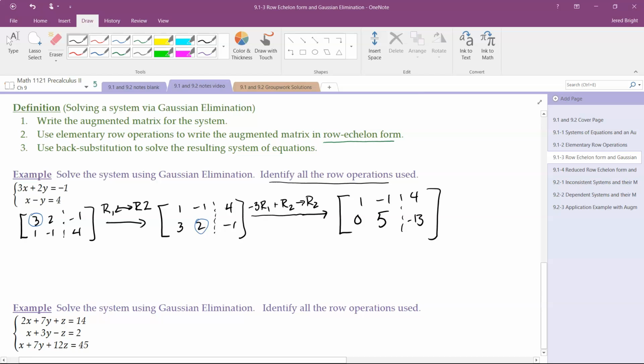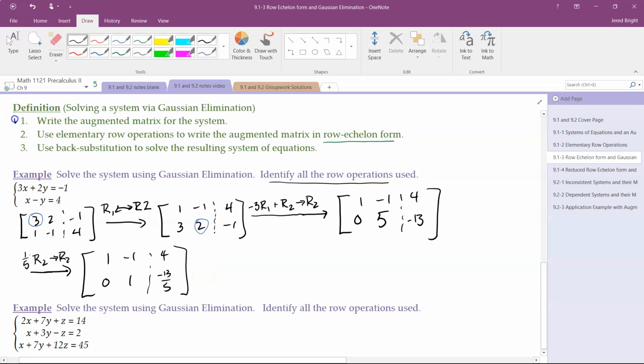At this point, I'm almost in row echelon form, but for the next step I need to divide row 2 by 5, or equivalently multiply by 1/5. Then I get 1, minus 1, 4, and then 0, 1, and negative 13/5. A little ugly, but we can work with it.